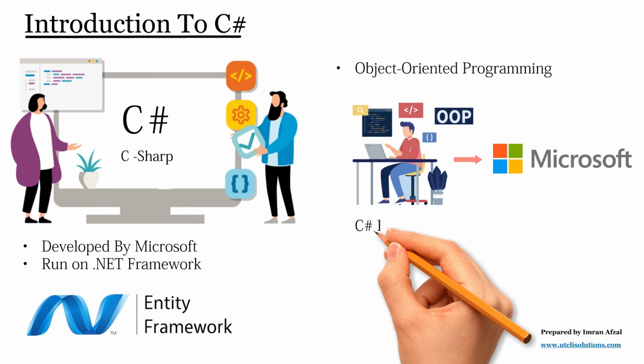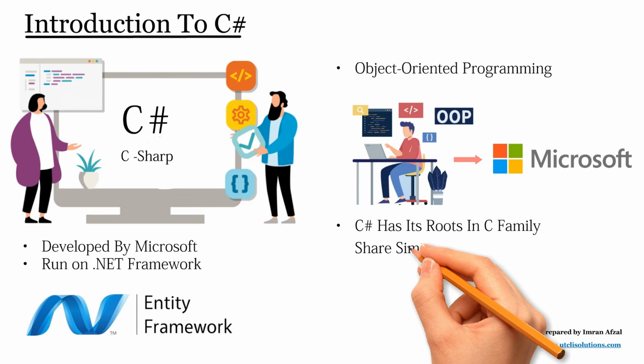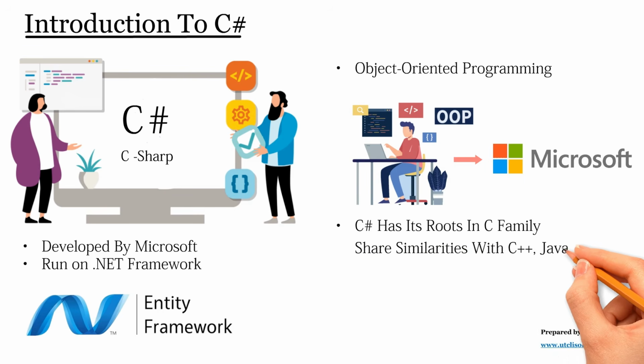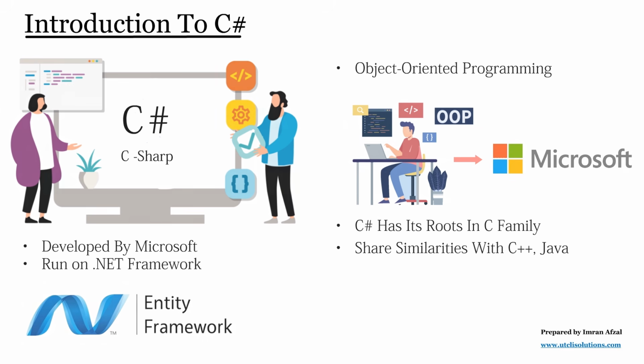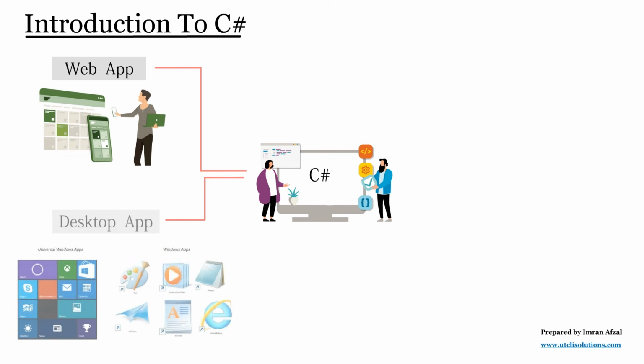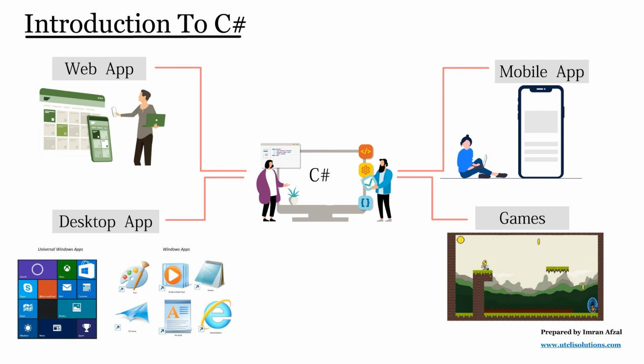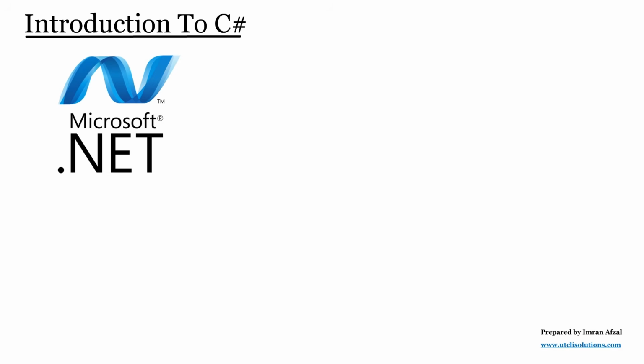C Sharp has its roots in the C family of languages, sharing similarities with C++ and Java. Therefore, it makes it easy for programmers to switch to C Sharp or vice versa. C Sharp is used to develop web apps, desktop apps, mobile apps, games, and much more. By running on the .NET framework, it provides a strong environment for development.